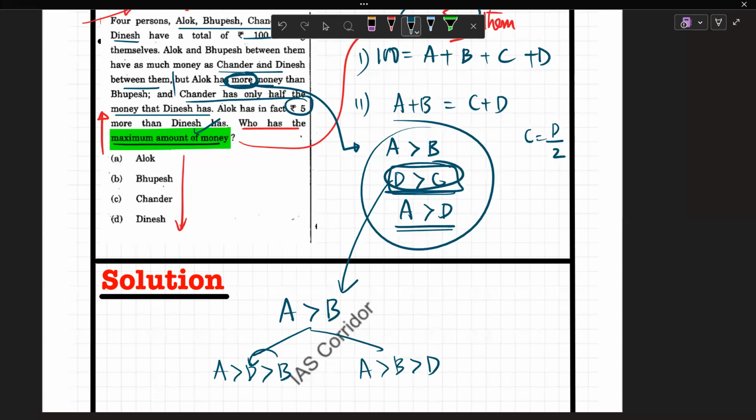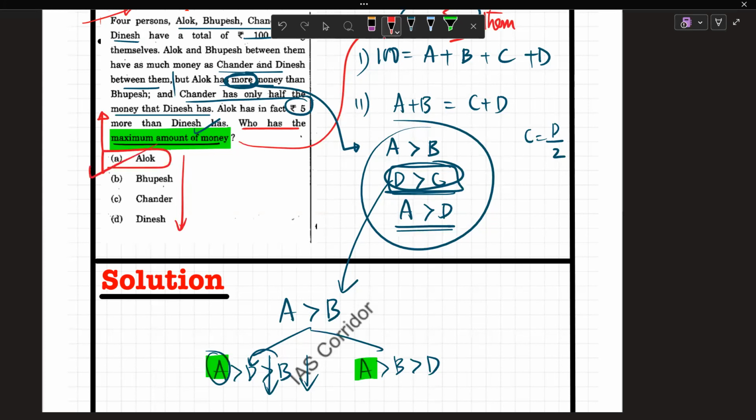Now come to C. D is greater than C. Anyway, C will come either here or here. It has nothing to do with A. Now who has got the maximum money in these cases? In any case, A will have the maximum money. So your answer is Alok.